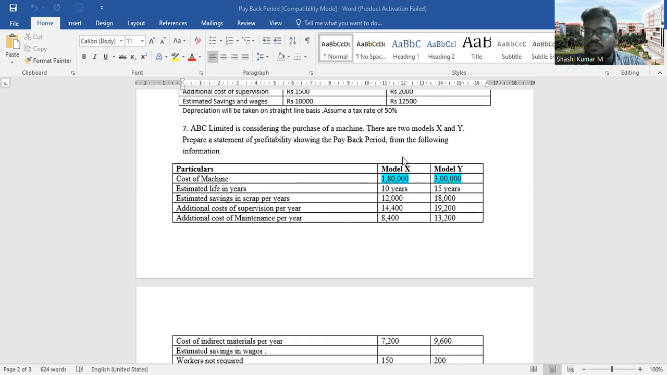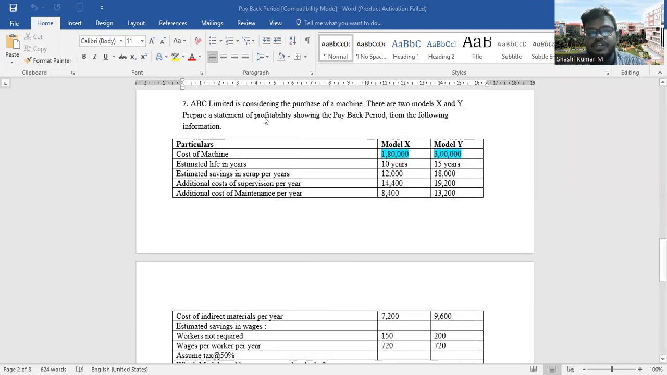Today we are going to see question number 7, problems and solution for the calculation of payback period. ABC Limited is considering the purchase of a machine. There are two models, X and Y. Prepare a statement of profitability showing payback period from the following information.